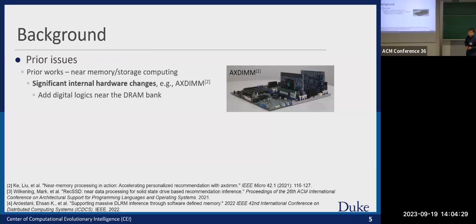There are previous solutions trying to address such issues. One is near memory or near storage computing. There is one such work called RecNMP, which designed a specialized DRAM-based near memory solution. Although it provides a significant speedup, it requires significant internal hardware changes. It requires additional digital logic near the DRAM bank, which increases the manufacturing cost, and you have to specialize the chip for your purpose, which could be very expensive.